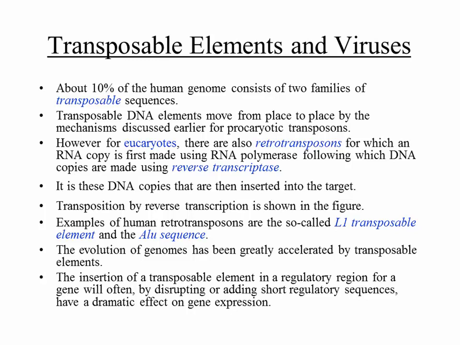So for eukaryotes, there are also retrotransposons for which an RNA copy is first made using RNA polymerase, following which DNA copies are made using reverse transcriptase. Now notice what is going to happen in this step. Why would a cell do that?